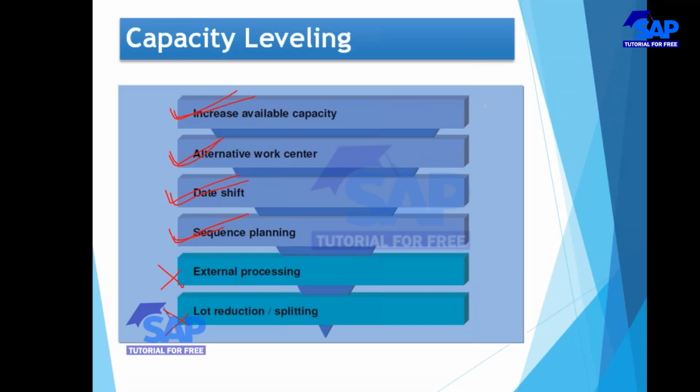If you are not able to do any of these options, the last option is you'll be reducing your production requirement itself. Okay, so these are the options available, but most of the time, the most predominantly used is either you go for an alternate work center or you shift the date. These are the two predominantly used. So that is the capacity leveling options we have in the system.